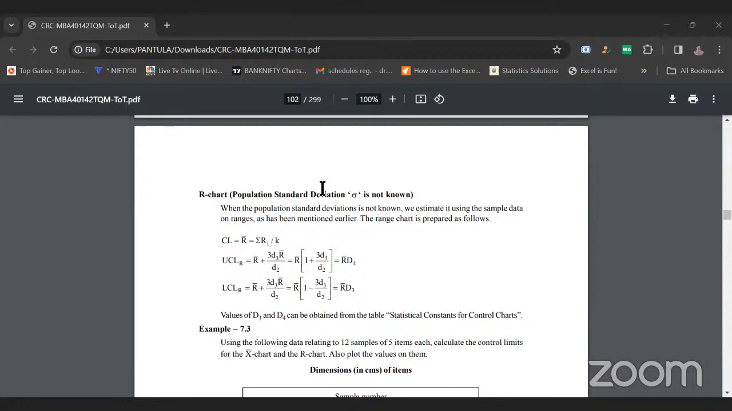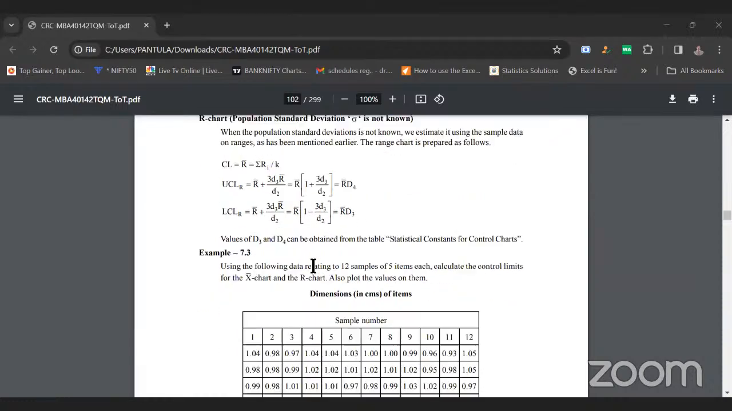For the R chart, the population standard deviation is unknown. Here the central line is equal to R bar, which is the summation of R divided by K. The upper control limit is R bar plus 3D R bar divided by D2, which is also D4 times R bar. D3 and D4 can be obtained from the table of statistical constants for control charts.